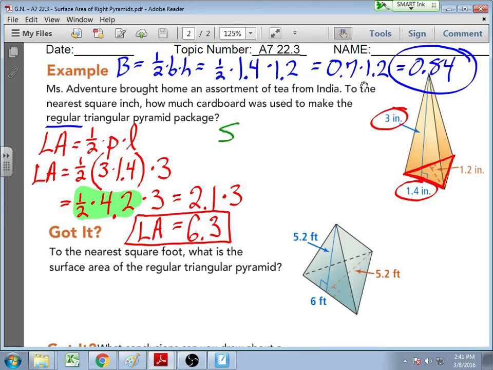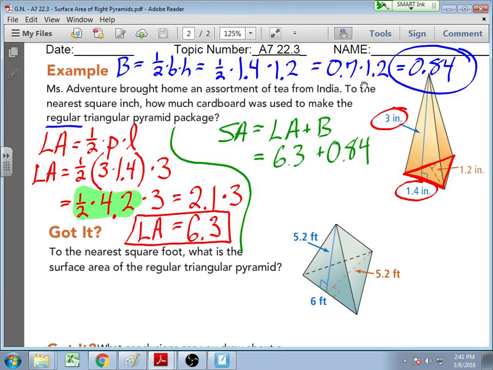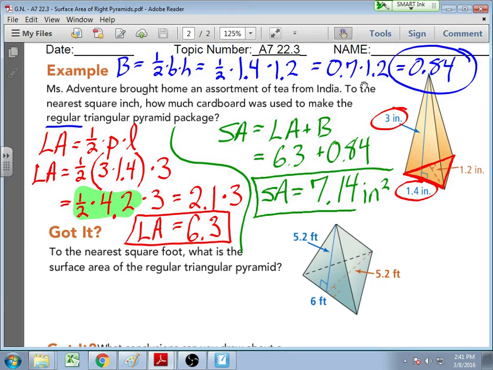So then, to find my final surface area, because it's a pyramid, we just have the lateral area plus 1 base. So my lateral area was 6.3. My base was 0.84. And when I add 6.3 plus 0.84, I will get 7.14. And I got a label now, inches squared, for my final surface area. So we like to make sure that we have SA written out here so that we see that it is our surface area.